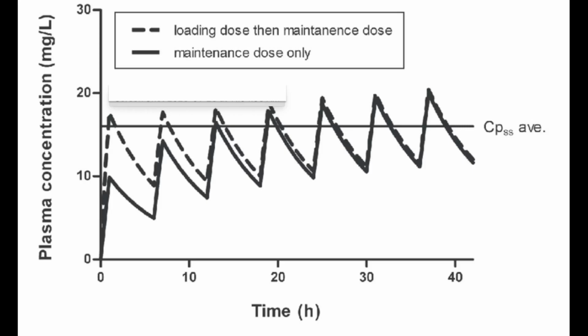Healthcare professionals must consider various factors when determining both maintenance and loading doses, including patient characteristics, pharmacokinetics, pharmacodynamics, and the desired therapeutic outcome. Accurate dosage calculations, careful monitoring, and periodic dose adjustments are crucial to achieving optimal therapeutic benefits while minimizing the risk of adverse effects. By understanding and applying these concepts, healthcare providers can effectively administer medications and improve patient care.